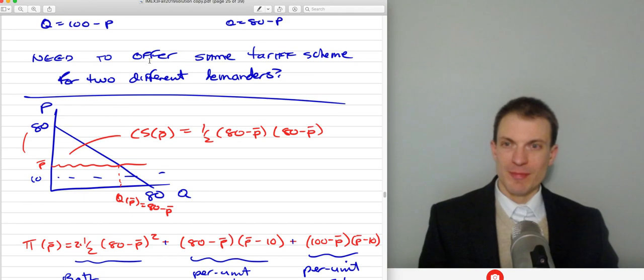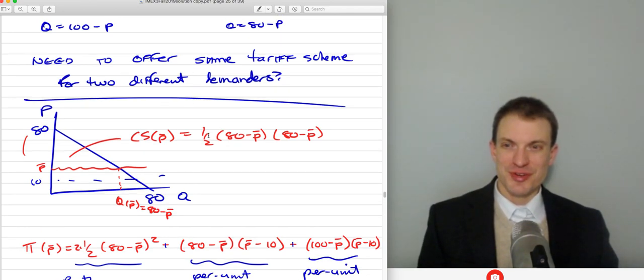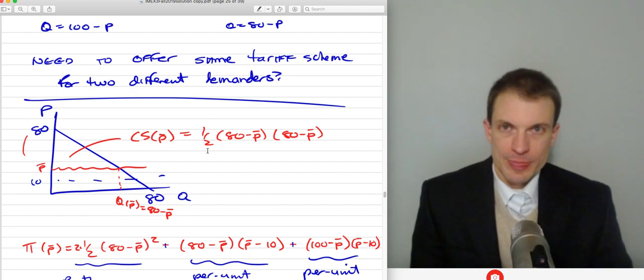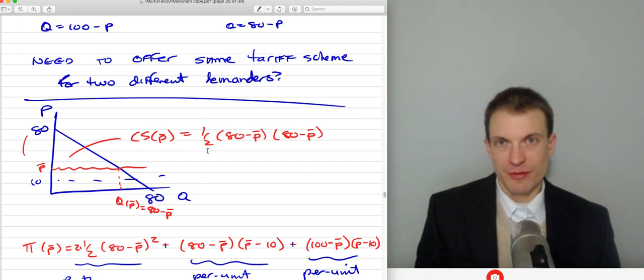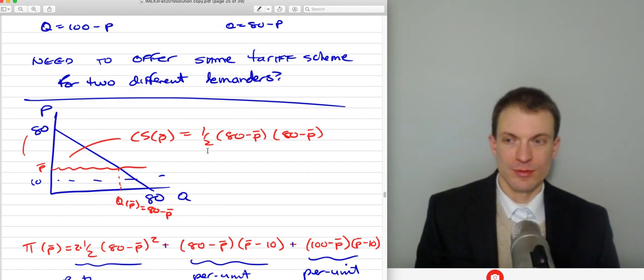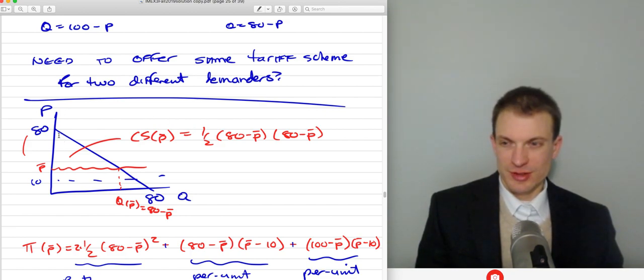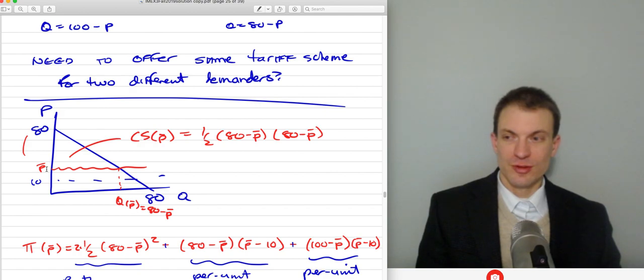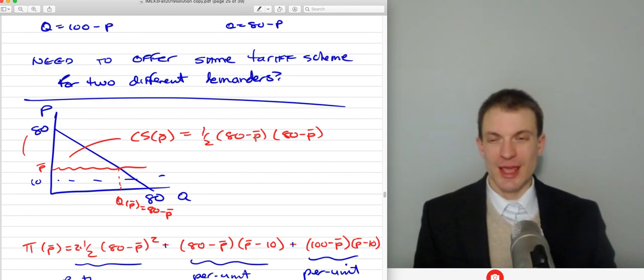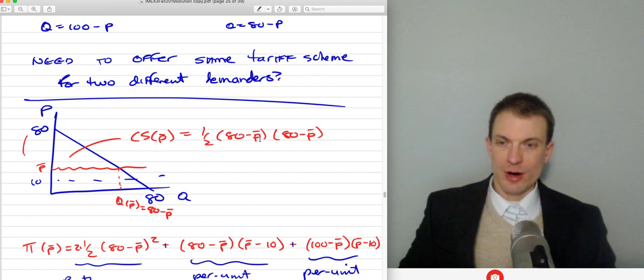All right, so now with these demands, suppose we need to offer the same tariff scheme for two different demanders. Well, remember what you want to do here is make the access fee based off of the demand for the smaller group of demanders. So I'm going to find consumer surplus on my smaller demand, which was this one. Consumer surplus as a function of some price. We're going to find out what this price is, but we know for higher and lower prices, this is going to change the shape of the triangle, which is governed by this formula. So my consumer surplus is going to be 1/2 times 80 minus P bar, squared.